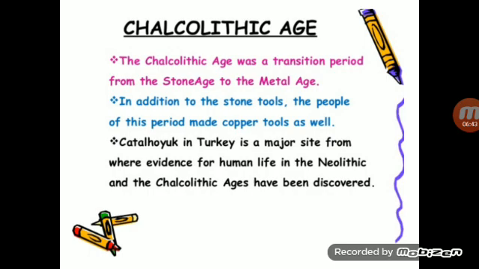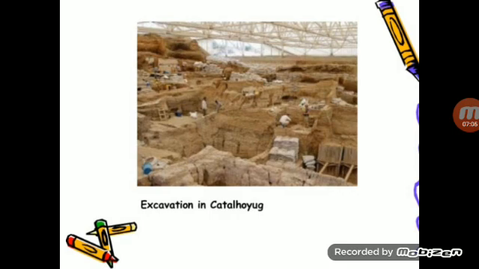Copper Stone Age, or Chalcolithic Age. Both copper and stones were used. This age was a period of transition, marking the end of the New Stone Age and the beginning of the Age of Metals. Main features: the first metal discovered by humans was copper. Implements such as axes, knives, swords, and spearheads were better and more useful than stone tools.